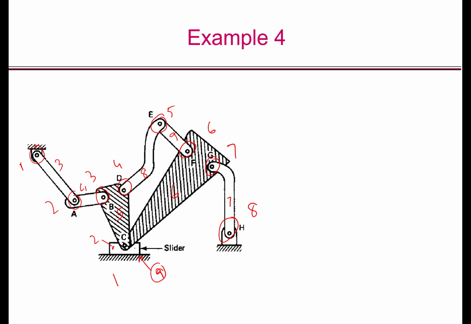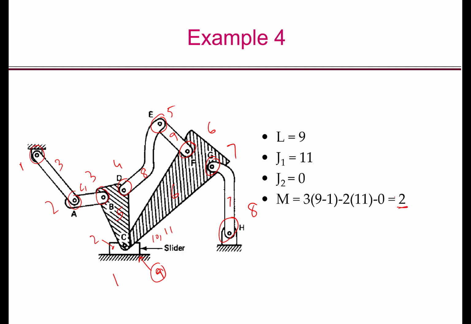And here I have a multi-joint between link 5, 6 and the slider. So there are 3 links here. So I will count 2 joints, that is 10 and 11. I have 9 links, including the ground, 11 1 degree of freedom joints. There are no 2 degree of freedom joints. So if I just put it in the Gruebler's criteria or Gruebler's equation, I get the degrees of freedom as 2.